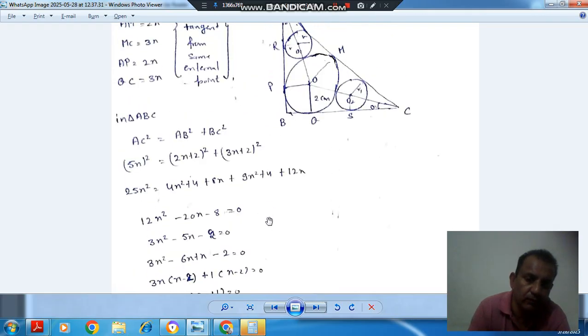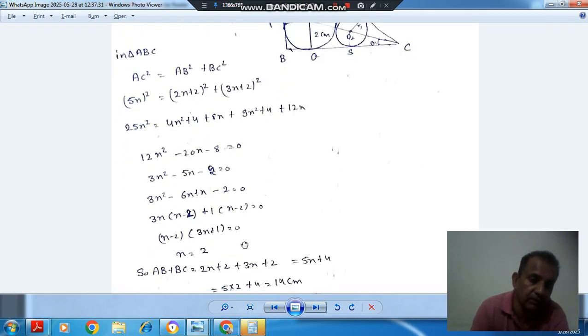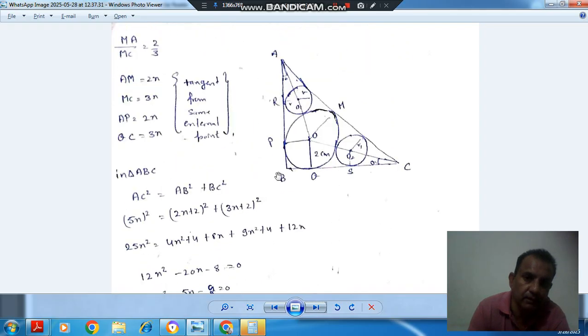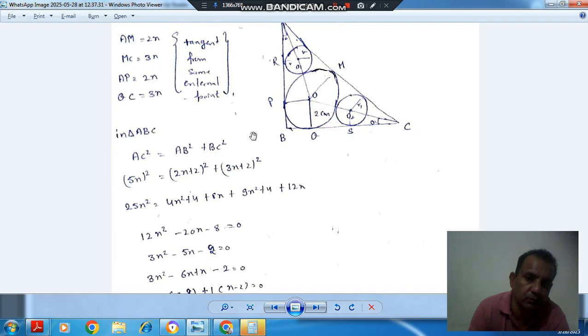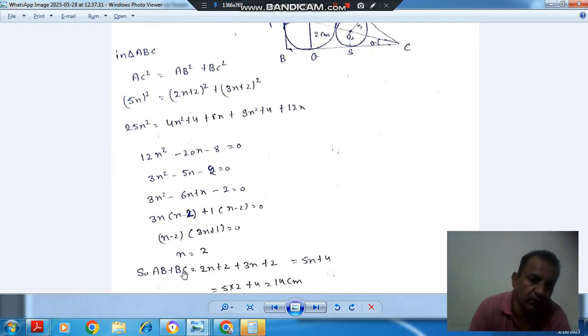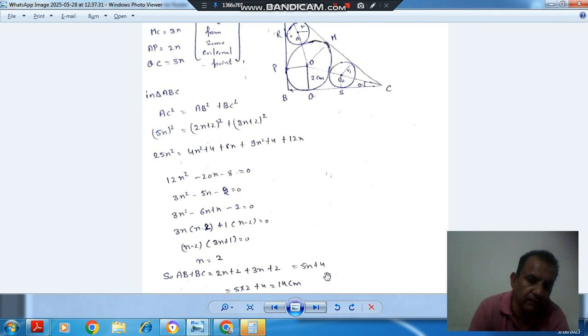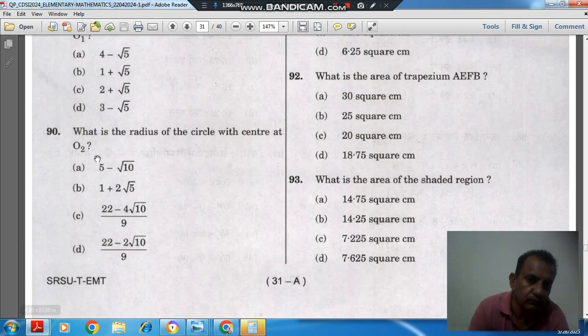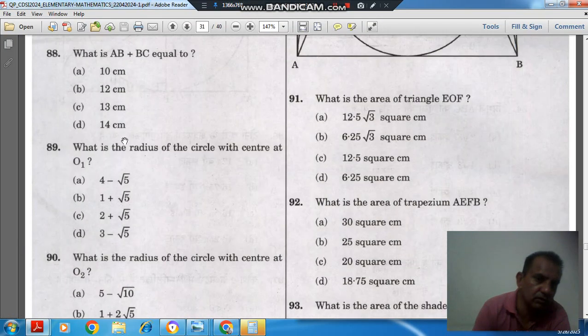So now in question number 88, we have to find AB plus BC. AB is 2x plus 2, and BC is 3x plus 2. Putting the value of x, we get 5x plus 4, and x is 2, so it will be 14 centimeters. So the answer is option D for question number 88.